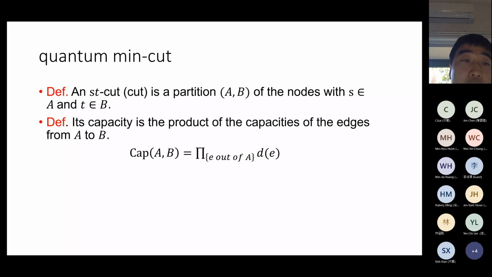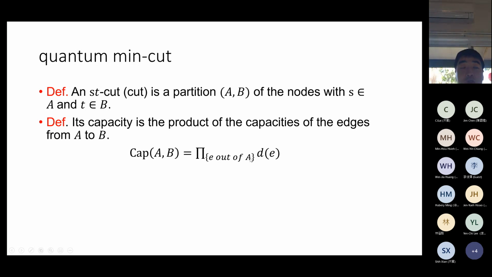And we can also define a quantum min cut. So similarly, an ST cut is a partition A and B of nodes with S in A and T in B. And now the capacity of a cut is no longer the summation of the capacities, but the product of the capacities of the edges from A to B. Formally, the capacity of the cut AB equals the product of DE over edges E going out of A.